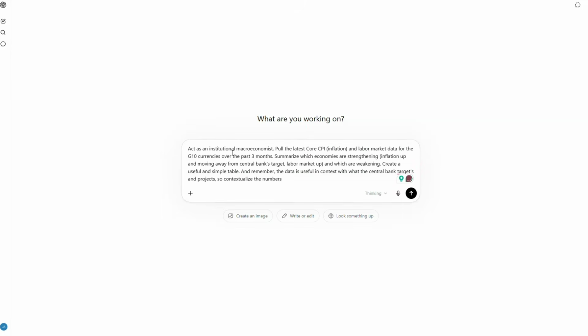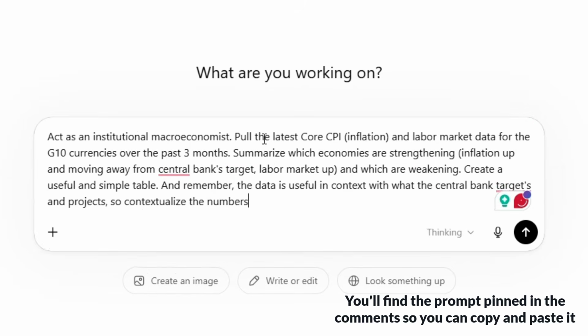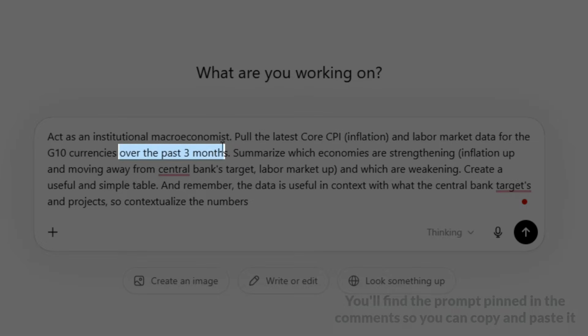This is the prompt. Act as an institutional macroeconomist, pull the latest core CPI inflation and the labor market for the G10 currencies over the past 3 months, okay? This is the first step that is going to be very important. We want to understand the 3-month average. What's going on over the past 3 months in inflation and in the labor market for that economy, so that we understand, hey, inflation is actually trending up, or inflation is trending down. The labor market is weakening. The labor market is strengthening.